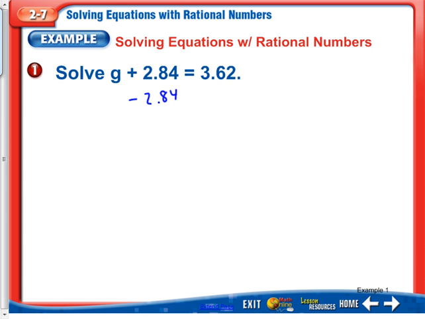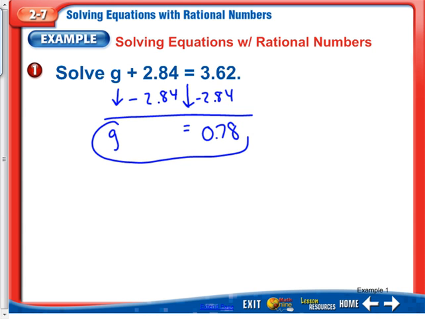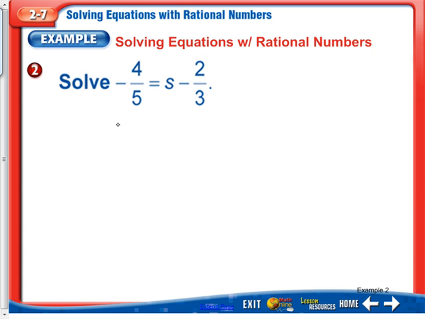So we have a positive 2.84, so we're going to get a negative 2.84 on both sides. All right, we're going to bring our g down, bring our equal sign down, and 3.62 minus 2.84 will give us 0.78. If you want, you can type that back in your calculator, add 2.84, and it does check off and give us 3.62. Okay, so g equals 0.78 is our final answer.